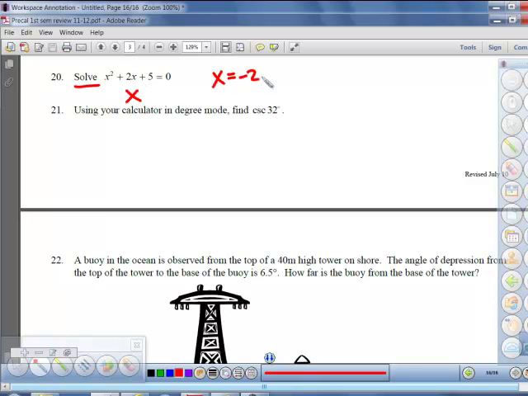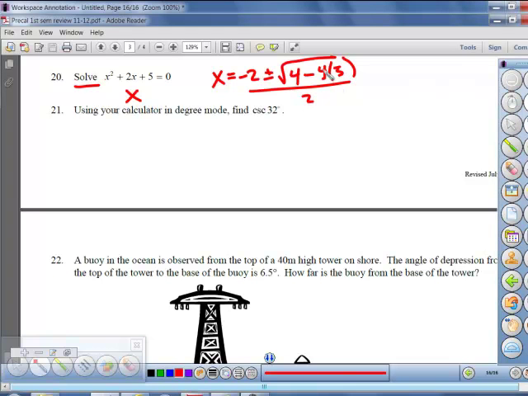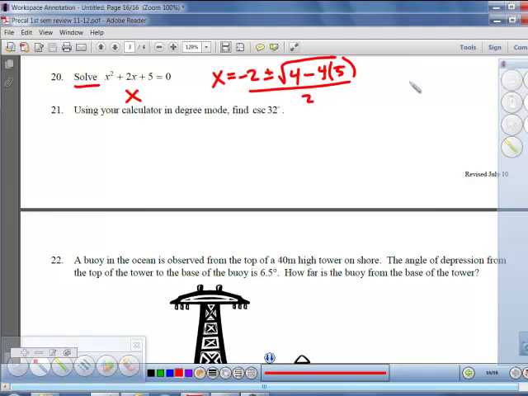So negative b plus or minus the square root of b squared minus 4 times ac. So that's going to be 5, all over 2a, which is just this. Now notice 4 times 5 is 20, and then 4 minus 20, that's going to give you negative 16. So the red flag should be going off right now because you've got a negative underneath a radical.